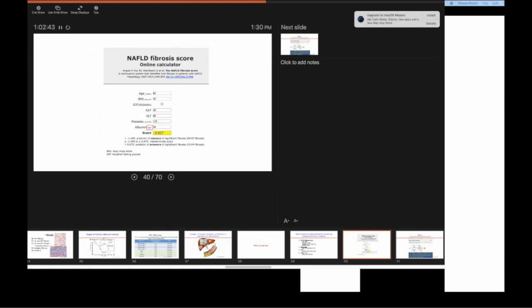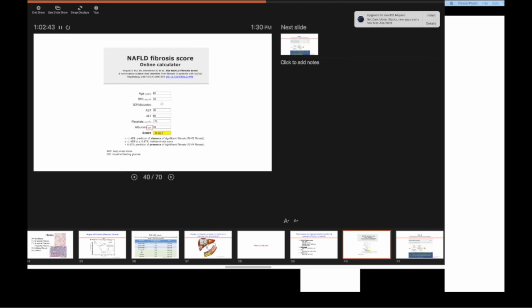So the NAFLD fibrosis score, you can go online and use a calculator. I just put a really common patient here so you guys can see how we do this. The age, 62-year-old, BMI 33. Check the patient has diabetes. AST is 30, ALT is 60. So you guys know that's elevated. Should be 30 for a guy and 20 for a female. Platelets at 175, lower end of normal.